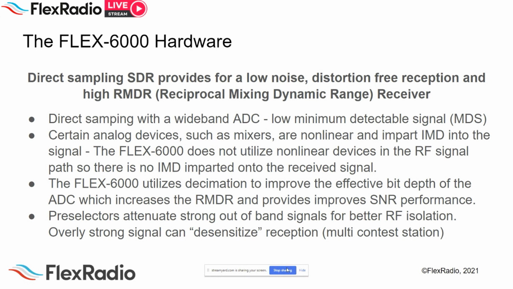Certain analog devices, such as mixers, are nonlinear, meaning that when you put a signal through them, you're going to get noise injected into the signal. So we made a very concerted effort to engineer our radios with no nonlinear devices in the RF signal path. There is no IMD imparted into the signal, and this results in an IMD-free receive signal. The receiver is very, very quiet. You don't have the IMD.